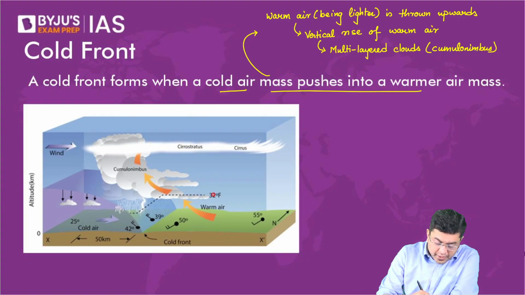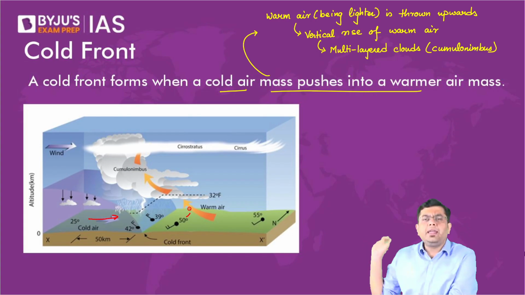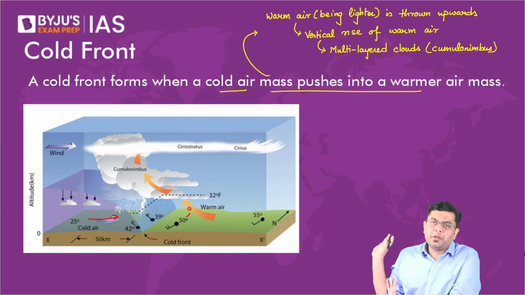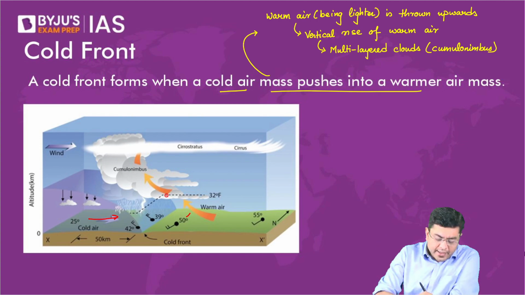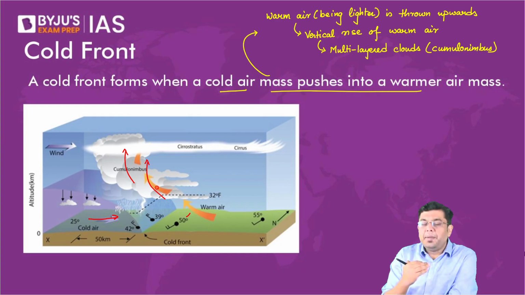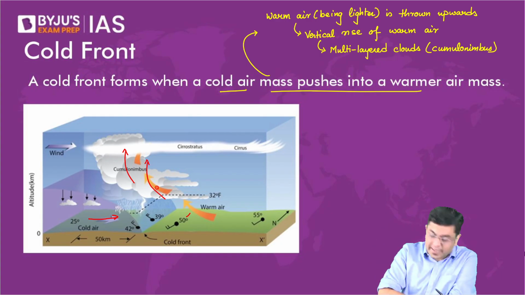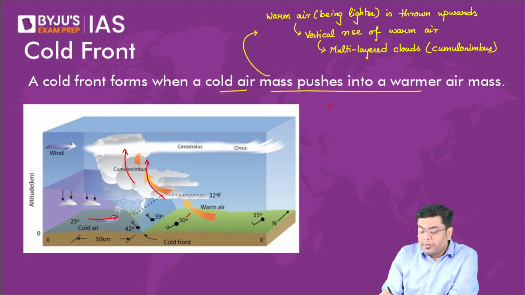Okay, observe here. The warm air is being pushed upwards. It is the cold air which is coming in. So the warm air, which was lying in its own place, very happy with its own existence, has suddenly been pushed upwards. Now, as it is suddenly being pushed upwards, you have multiple layers of clouds getting created, and that is cumulonimbus. So, what kind of weather phenomena will we observe here?